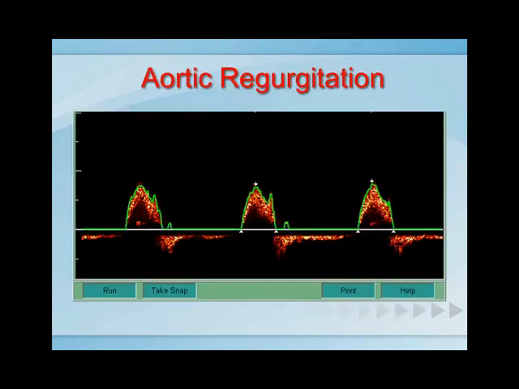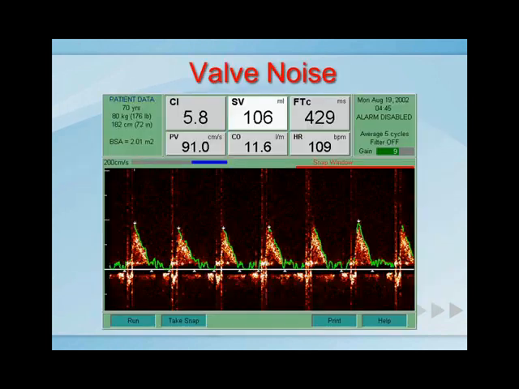This is an example of aortic regurgitation. Normal forward flow above the line, with flow under the line in the diastolic area due to backflow occurring during diastole. This is an example of valvular noise, low-frequency sounds caused by valve movement. They cut through the waveform and distort the green line. A filter here should be on, but take care with the filter as it reduces cardiac output and may make the waveform narrower.